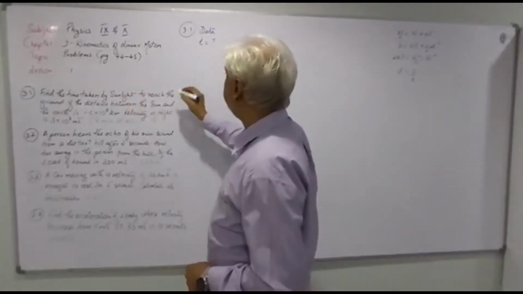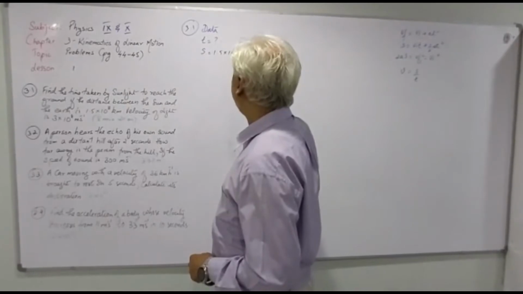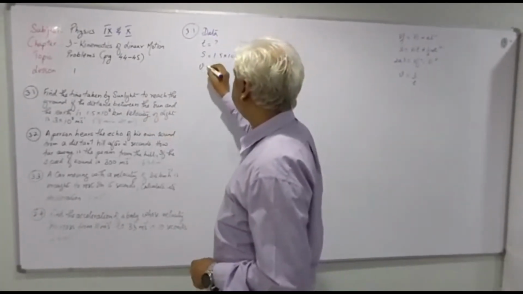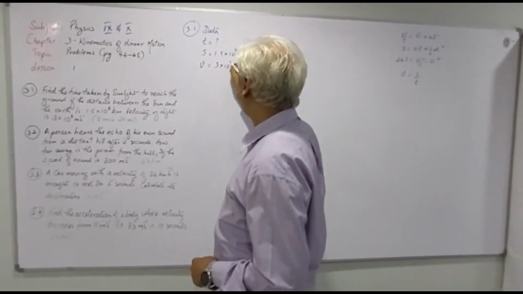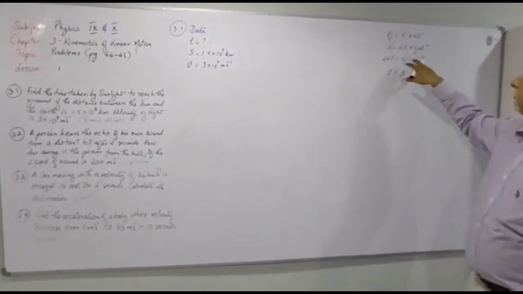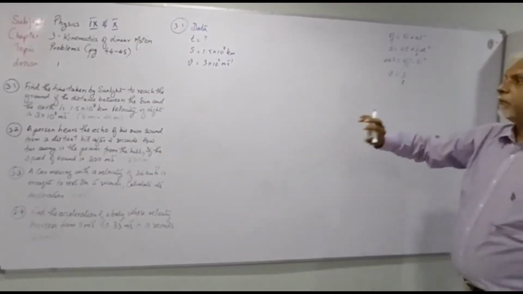Distance between the sun and the earth, S is equal to 1.5 times 10 to the power of 8 kilometers. The speed of light is given to you as 3 times 10 to the power of 8 meters per second. Now we'll be using these formulas, four in this case, to solve these problems.